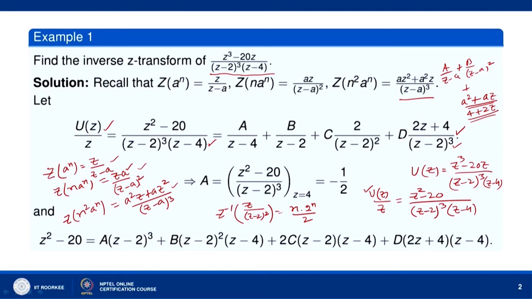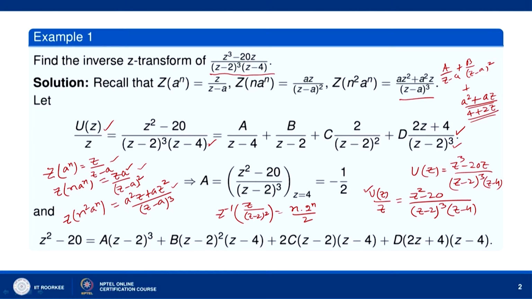So, along with the constant d, which we need to determine from the identity, we multiply d by (2z plus 4) over (z minus 2) whole cube. So, we shall write U(z) on the right side as a times z over (z minus 4), b times z over (z minus 2), c times 2z over (z minus 2) whole square, d times (2z square plus 4z) divided by (z minus 2) whole cube, and we will be able to write the inverse of (2z square plus 4z) over (z minus 2) whole cube directly as n square into 2 to the power n. So, that is the technique to factorize this U(z).